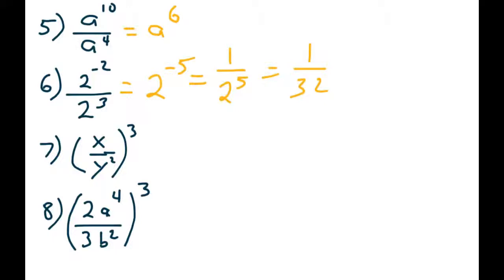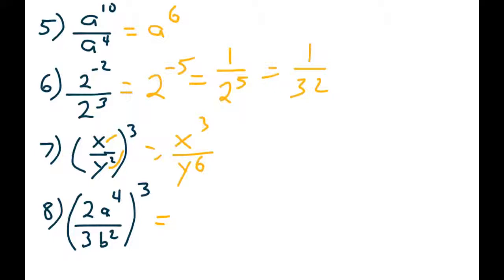Alright, number 7. I have everything in the parentheses raised to the third power. So x is going to the third power. And y to the second is going to the third power. And that's as far as I can go. I'm not going to subtract the exponents because the bases are different. And number 8.